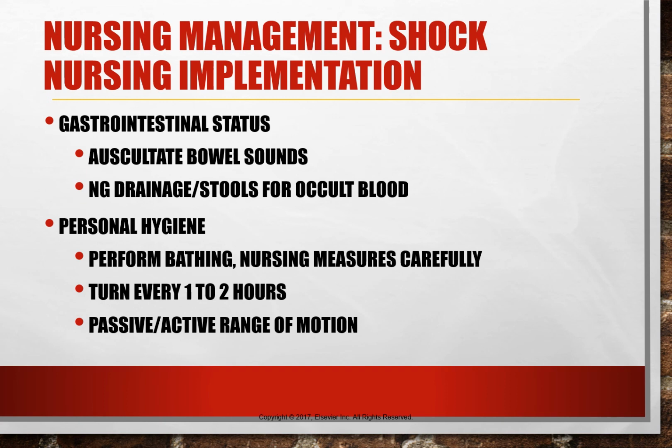So GI system, we're going to auscultate bowel sounds, want to make sure that they are active. They might be hypoactive in all quadrants, and that's an expected abnormal finding. NG drainage, if we have a patient that has an NG tube in for decompression, we want to look at the characteristics of that drainage. And then if they are having bowel movements, we want to assess those as well.